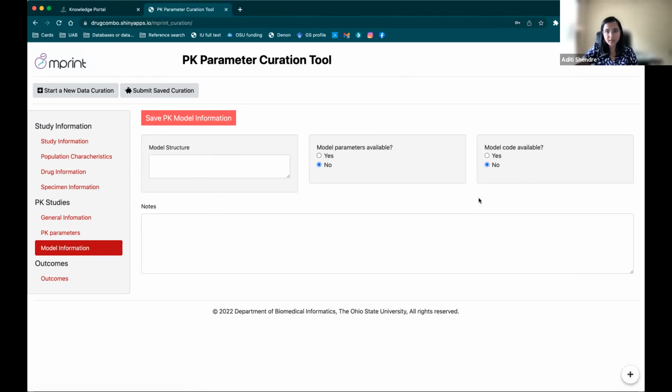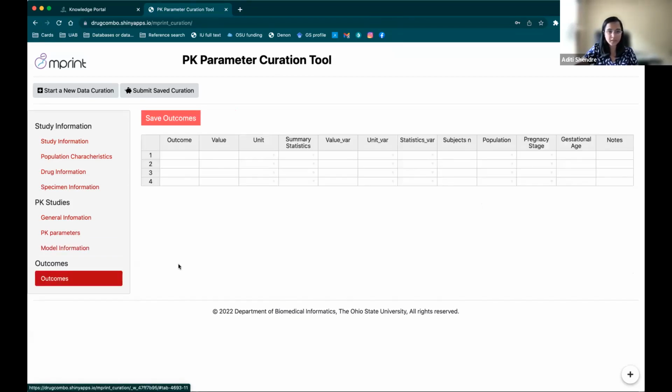So I guess when it comes to discussion, the question is about, do we really collect metadata or do we collect actual data that is there in the articles? And then the outcomes were more PD outcomes that are sometimes presented in the PK studies. So that's why we have an outcomes option. So that's the tool we had for PK specifically.